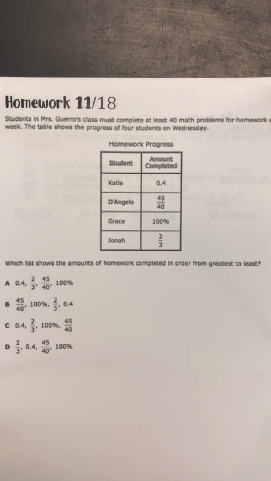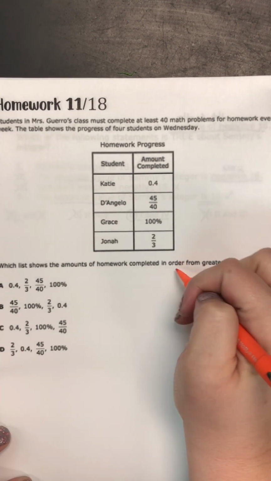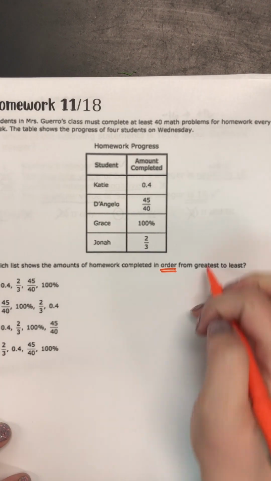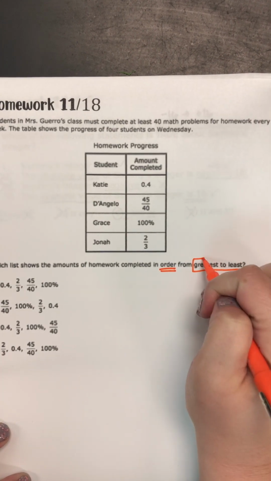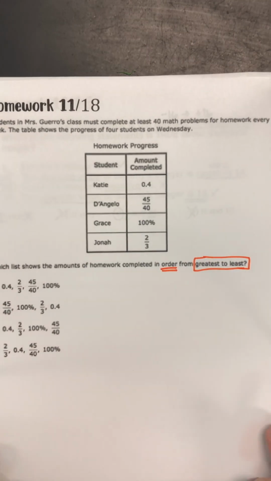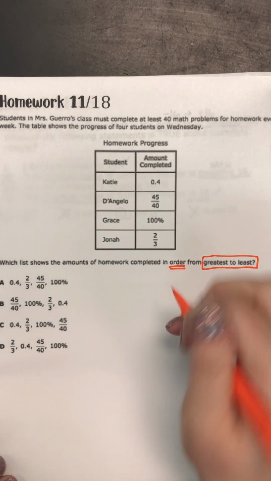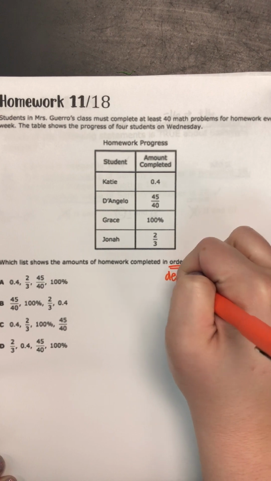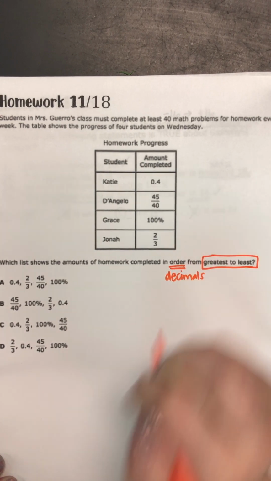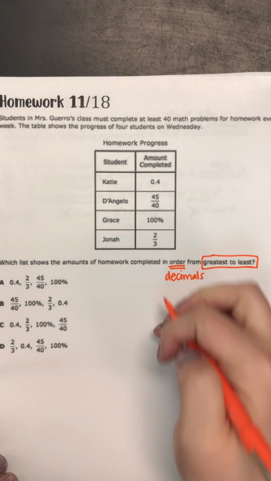So it says, which list shows the amounts of homework completed in order, okay, from greatest to least. So we want the biggest to the smallest. So anytime we're trying to order numbers, we're going to turn them all into decimals. Remember, anytime that we're trying to order numbers, we're going to turn them all into decimals.